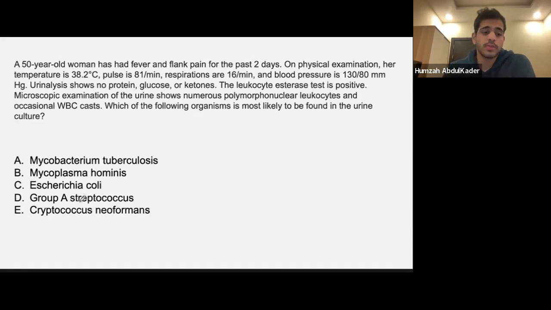Okay, so you guys are saying the answer is C. Now, this is a very simple question. It is definitely C. If we look at the question, they have fever, flank pain. So these are systemic signs of pyelonephritis, right? And they also mentioned leukocyte esterase is positive, and there's WBC casts. Okay, so all of these point towards pyelonephritis, and the most common cause will be E. coli, right?